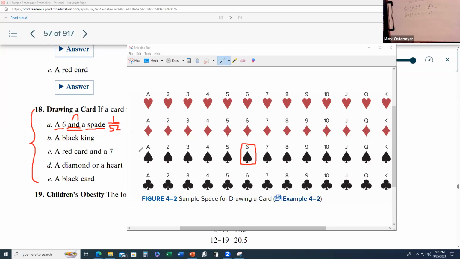Probability of selecting a black king. That can only occur if you select a king of spades or a king of what, clubs? So that would be 2 over what, 52? Or that reduces down to 1 over 26.